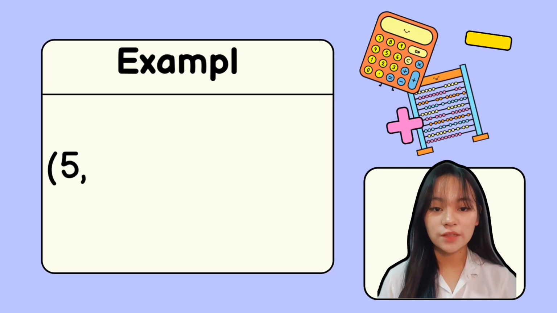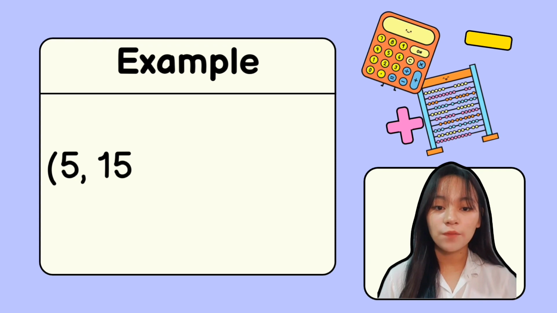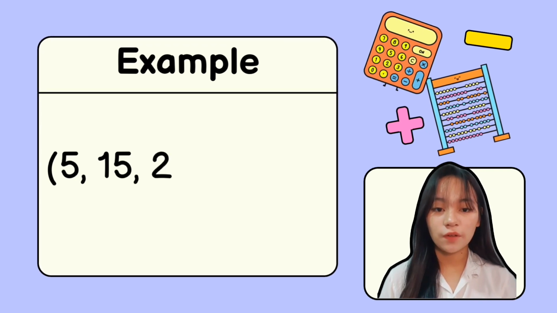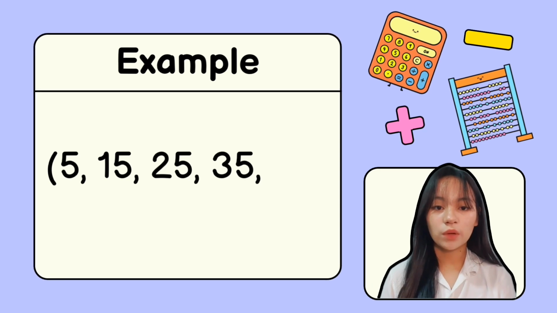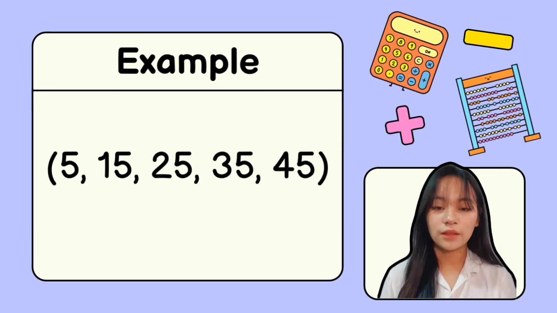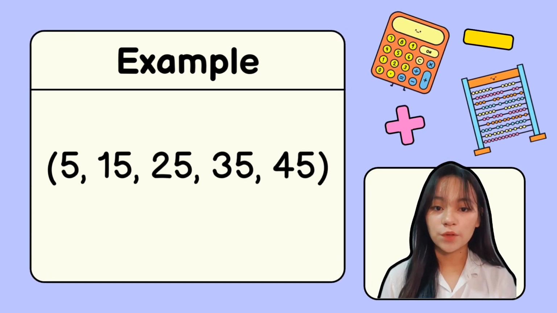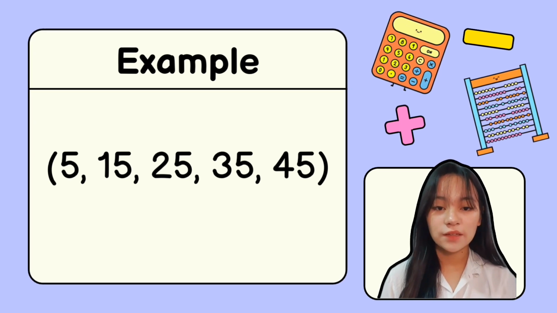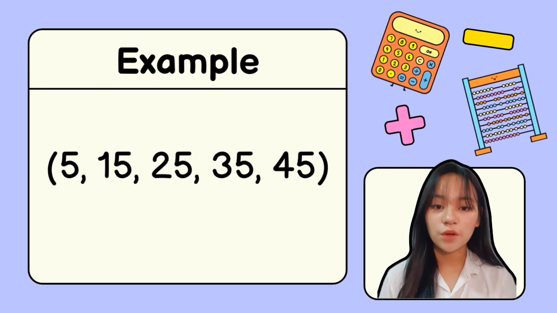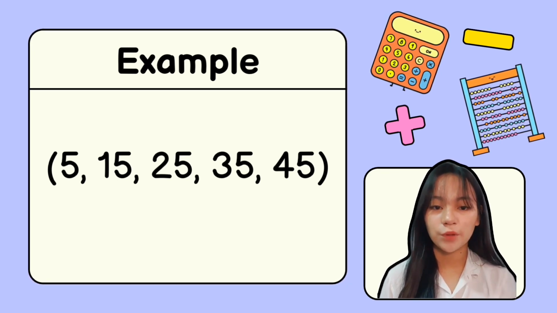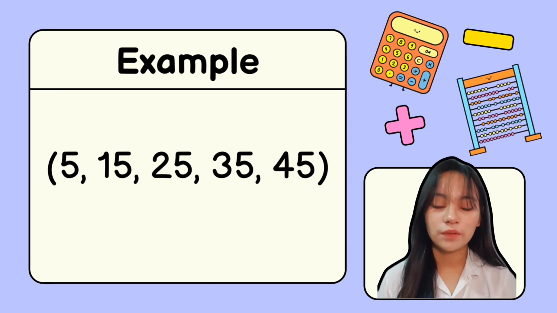For example, here we have a set of numbers: 5, 15, 25, 35, and 45. These are what we call terms. In the set of numbers, there's a first term, which is 5, the second term, which is 15, the third term is 25, the fourth term is 35, and the last and fifth term, 45.